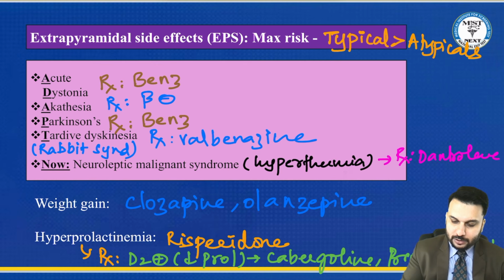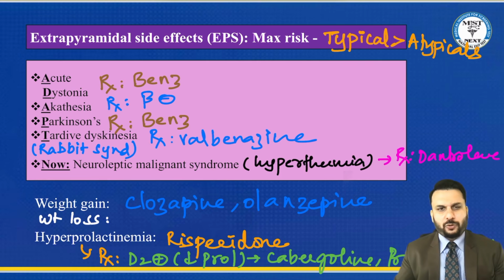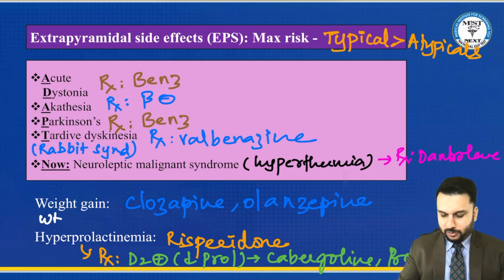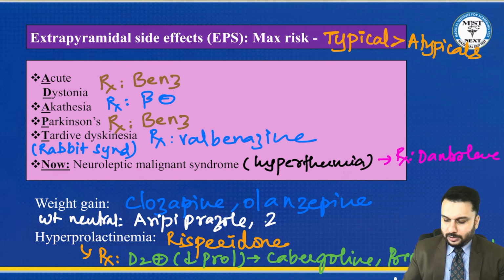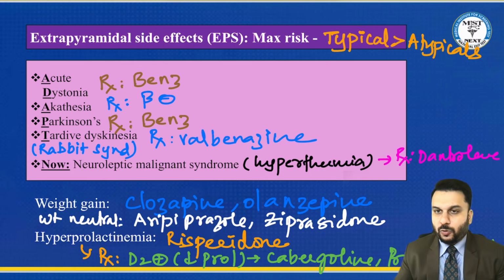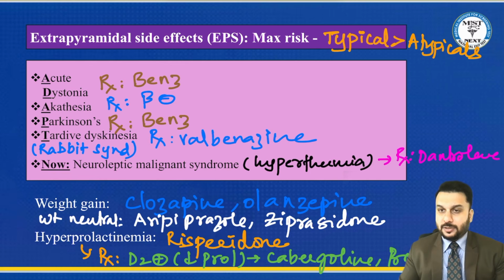And one more aspect we can add to this, it will be weight loss. Weight loss is by two drugs, or weight neutral to be precise, not weight loss. Weight neutral drugs will be aripiprazole and ziprasidone. Aripiprazole and ziprasidone, these are the drugs that are weight neutral. They don't cause as much weight gain.